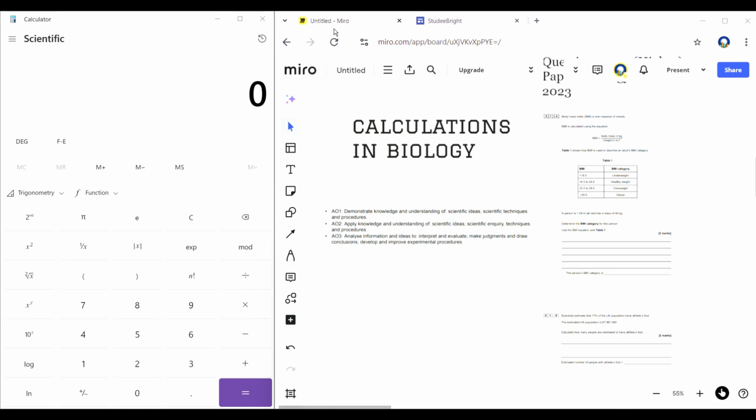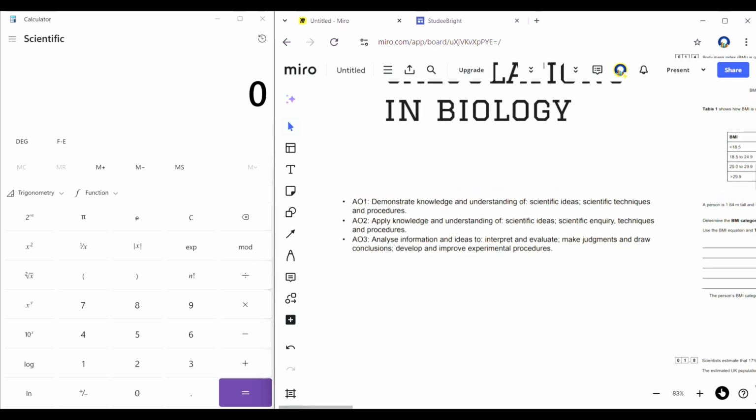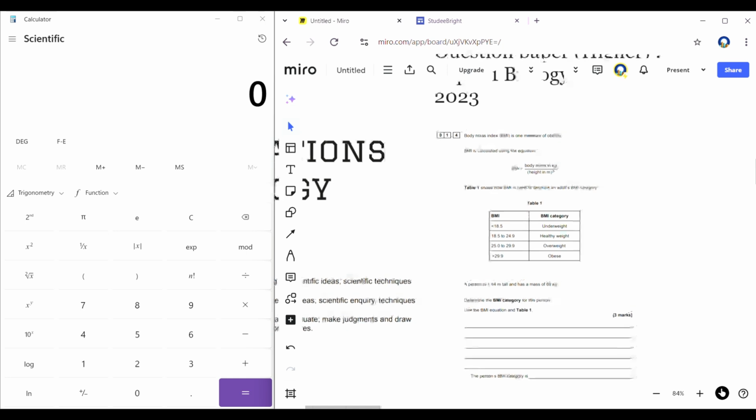In this video, I am going to be going over calculations in Biology GCSE. Now, these kind of questions tend to be application questions. So you can see here, this is AO2 from the assessment objectives. Assessment objective 2, which is to apply knowledge and understanding of scientific ideas, scientific inquiry, techniques, and procedures. So in this video, I'll be mainly going over that application part of it, which I hope will be useful to you.